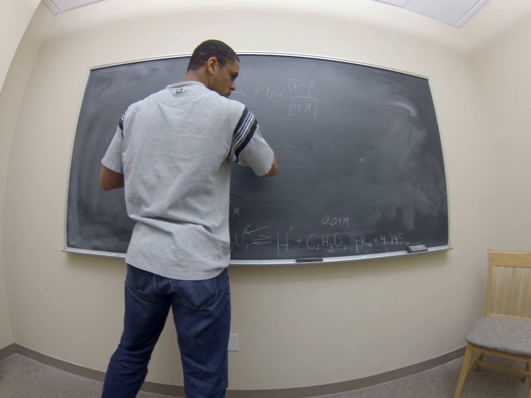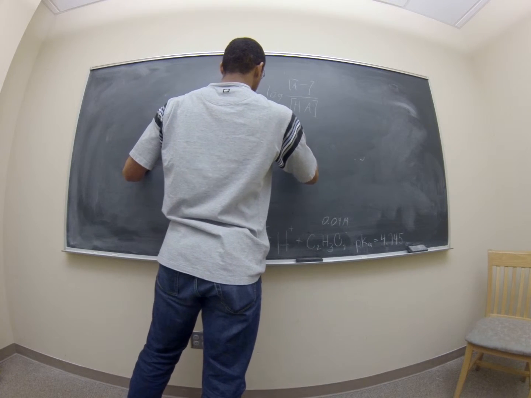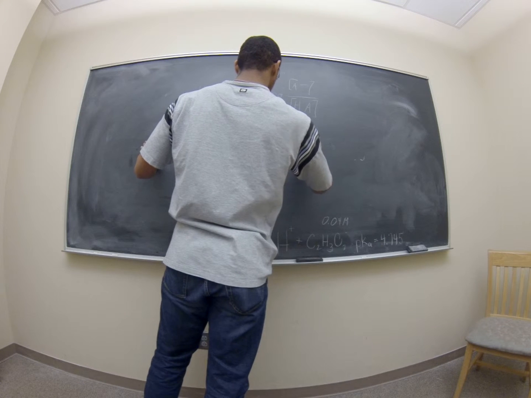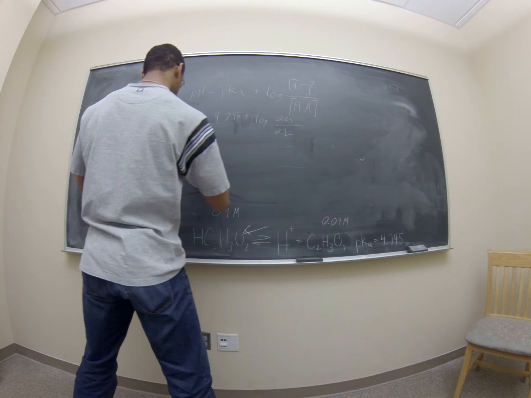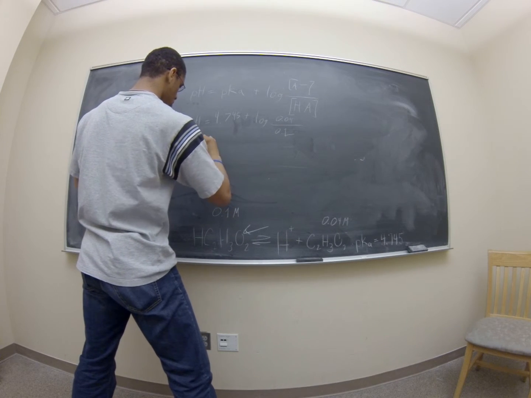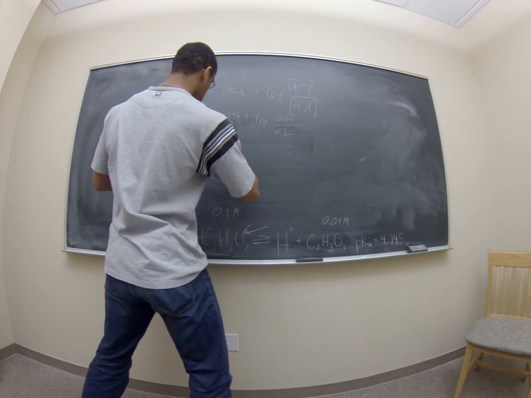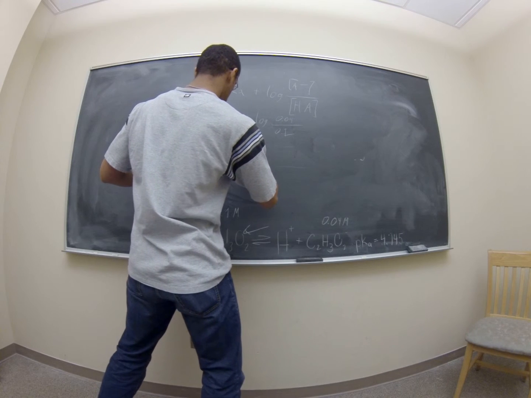pKa, so 4.5, plus the log of 0.4 over 0.1. This is going to give us a pH of 4.347.